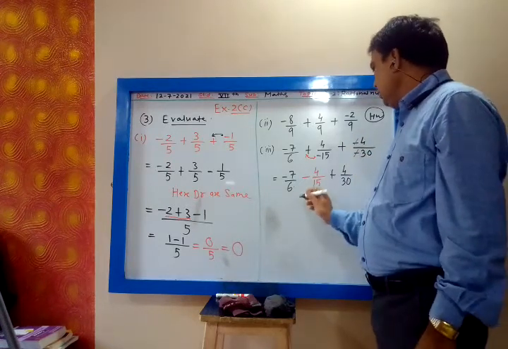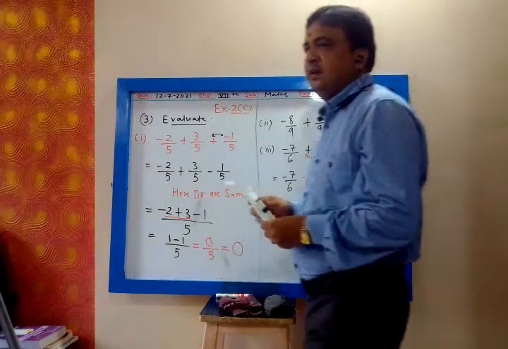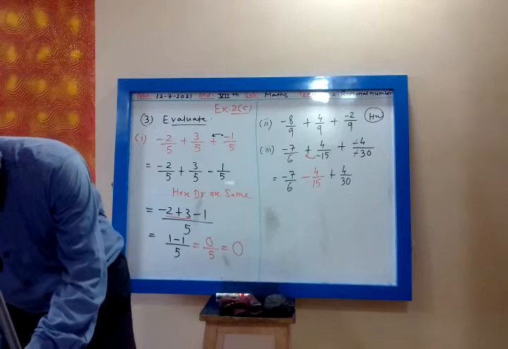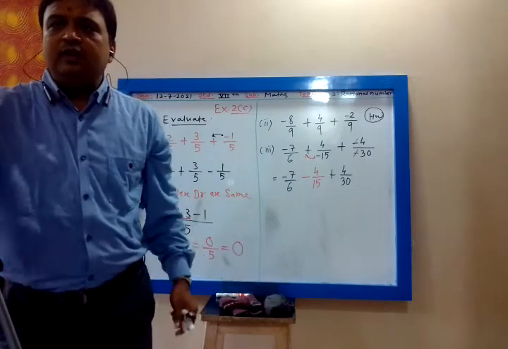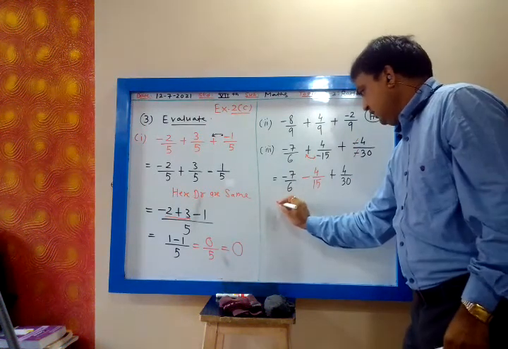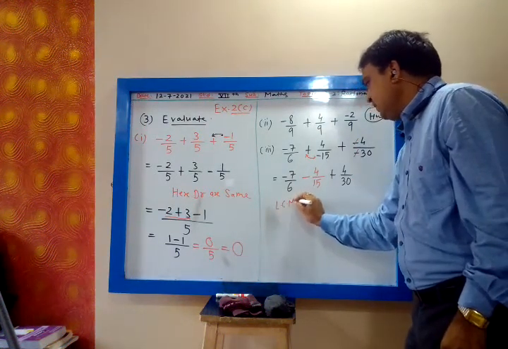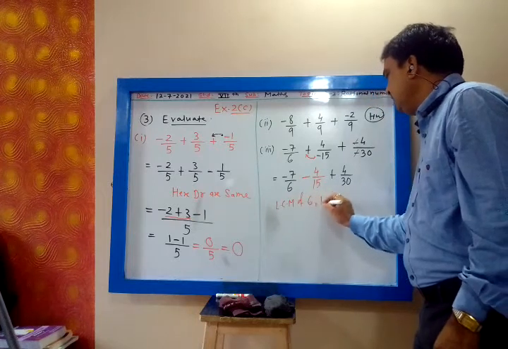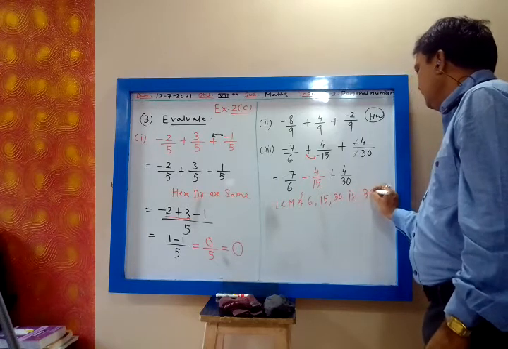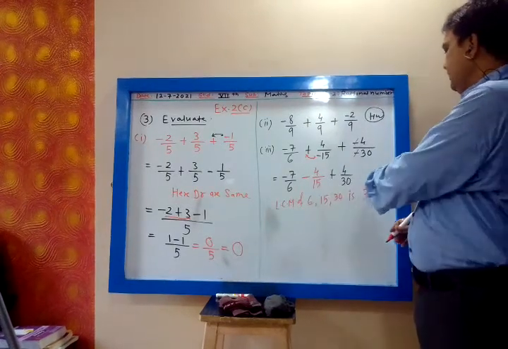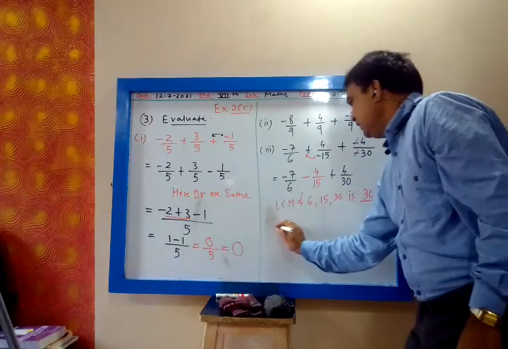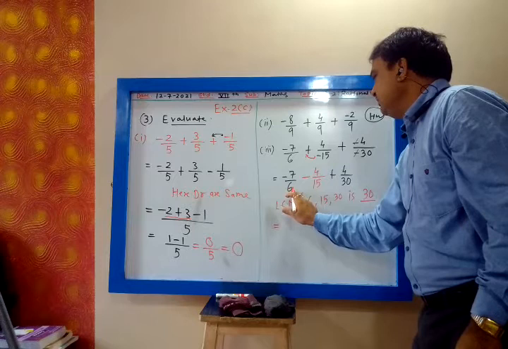So now the denominator is not same. Here denominators are different. So whenever denominators are different, what will you do? We take LCM of the denominators. LCM of 6, 15 and 30 is 30. Yes, very good. So I have to make the denominator of each 30. So this is 6, I have to multiply by 5.